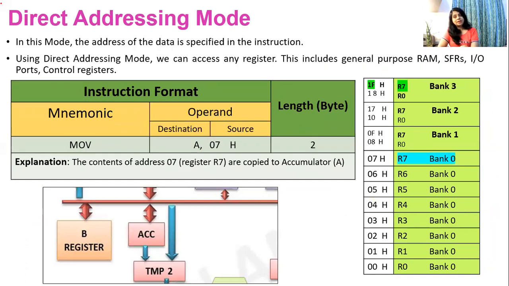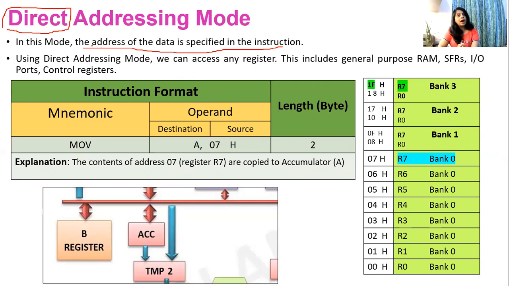Now the next addressing mode is direct addressing mode. As the name suggests, something is mentioned directly, something is available directly in the instruction. So what is available directly in the instruction? Let's see. In this mode, the address of the data is specified in the instruction.